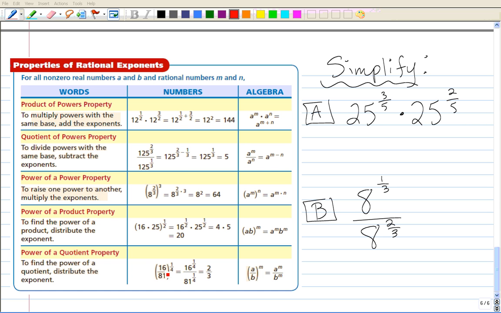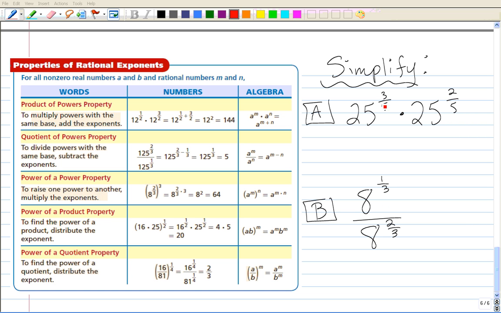And then we can also do the same thing when we're dividing, so the power of a quotient property. So if we have a fraction, for example 16 over 81, raised to the 1/4 power, then we can split that into 16 to the 1/4 power divided by 81 to the 1/4 power, which is just like taking a fourth root and splitting it into 2 separate radicals to evaluate. Here this simplifies to 2/3.